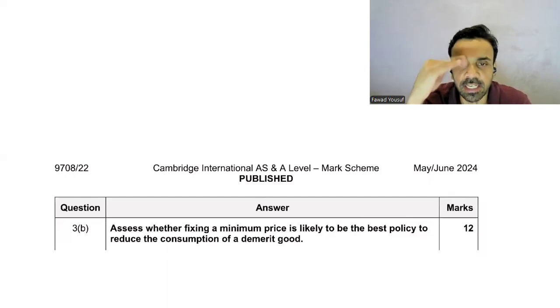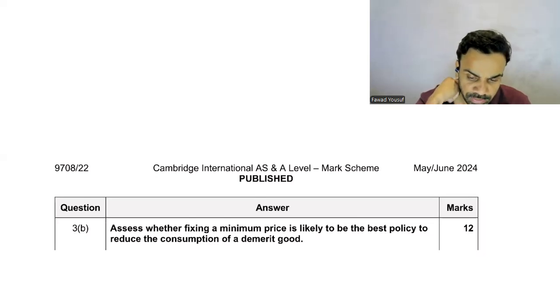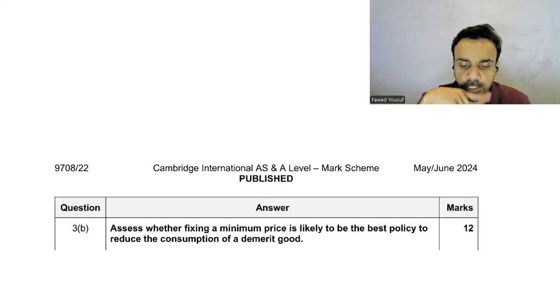Assess whether fixing a minimum price is likely to be the best policy to reduce the consumption of demerit goods. Okay. Let me just see what part A of this particular question is. Yeah, part A was about explaining the difference between merit and demerit. Basic definition with example, simple 3 marks. We've done this question before.